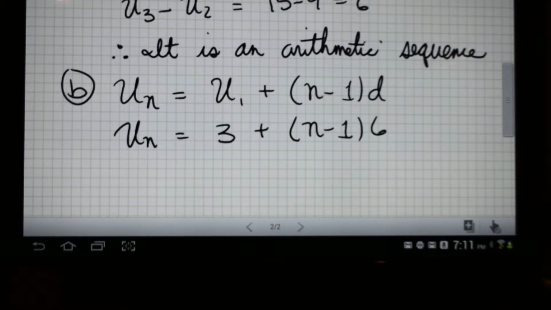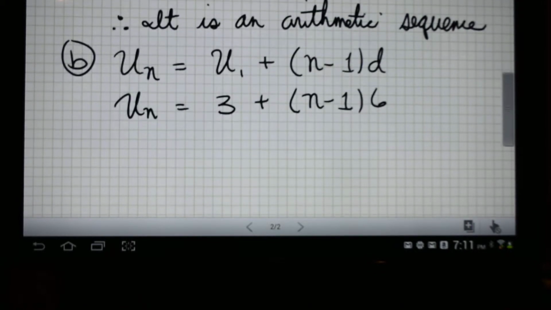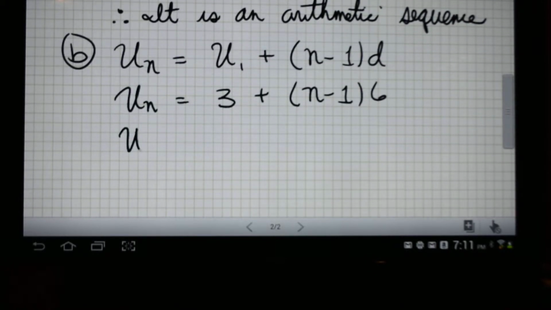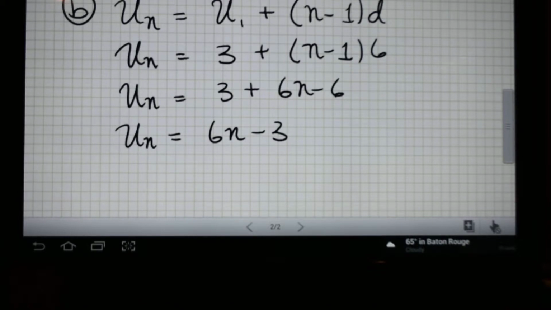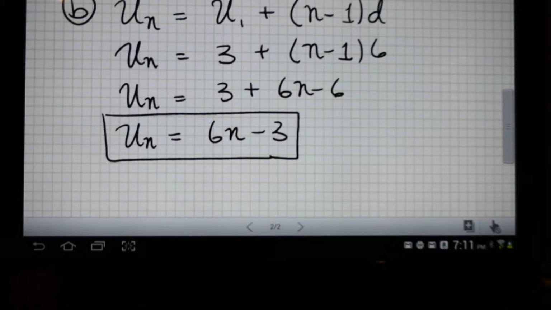Sometimes you can leave it like that, but a lot of times they want you to simplify. And it looks like in this book they do want you to simplify. Y'all can do that. You know how. 3 plus 6n minus 6. And that's UN, the nth term, is equal to 6n minus 3. And that's your final formula.